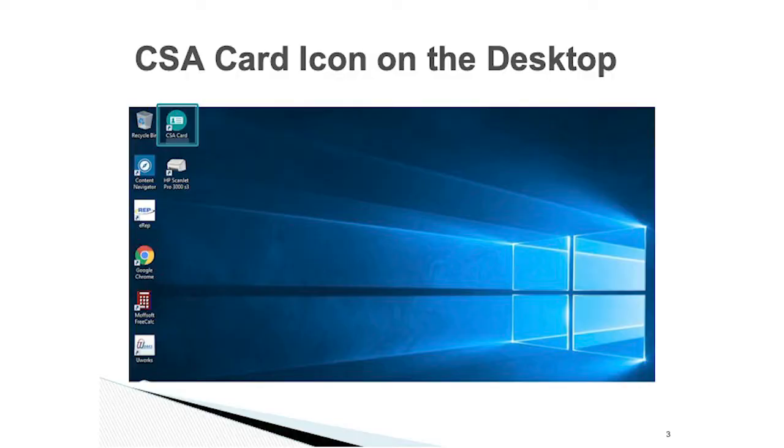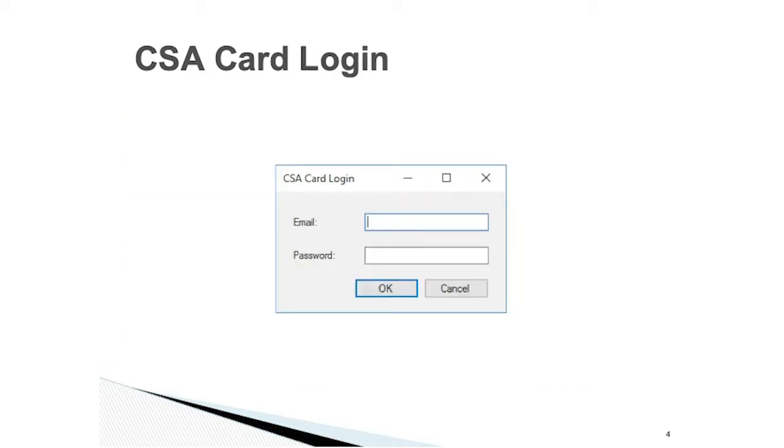When you access your desktop, you'll see that you have these icons. The icon that is listed as CSA card is the icon that you want to select. When you select that, it will pop up with this, and you'll have to enter in your email address as well as your password to be able to access the system.